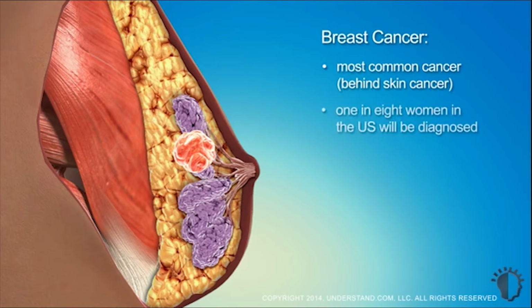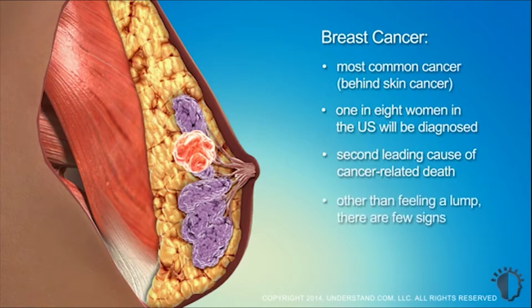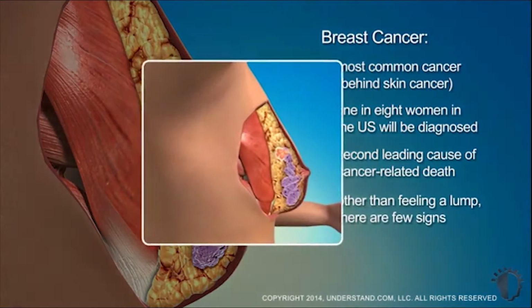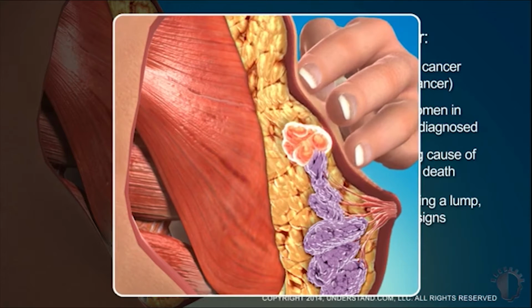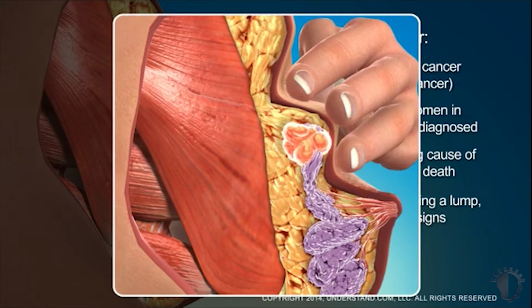It is estimated that 1 in 8 women in the United States will be diagnosed with breast cancer in their lifetime. Although advances in treatment have greatly improved survival, it is still the second leading cause of cancer-related deaths among women, behind lung cancer. Other than feeling a lump, there are few signs that breast cancer is developing, so it is important to know about the disease, risk factors, and how to screen for it.